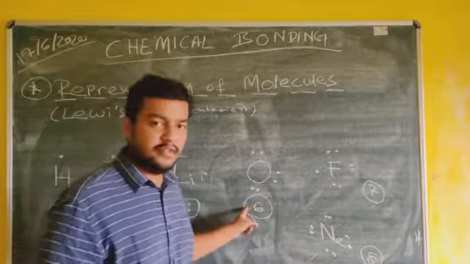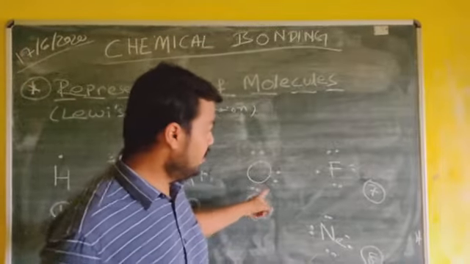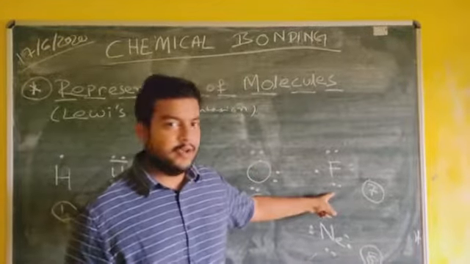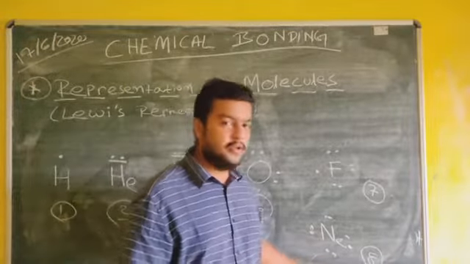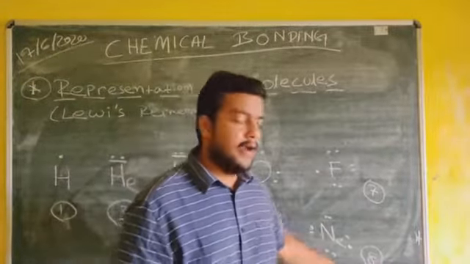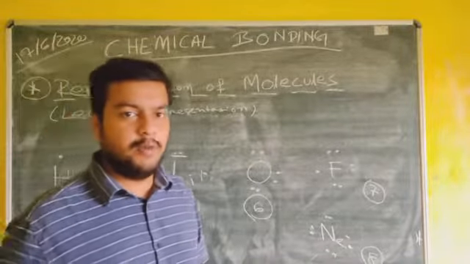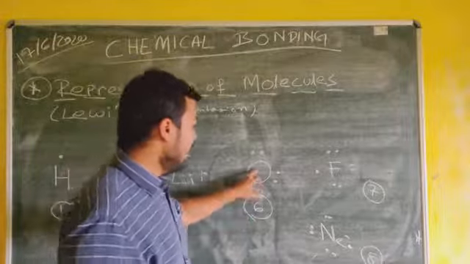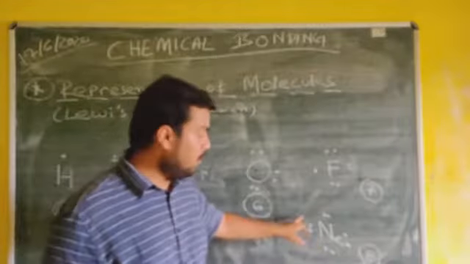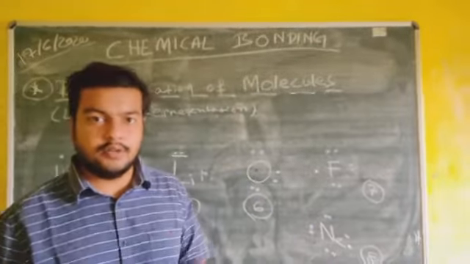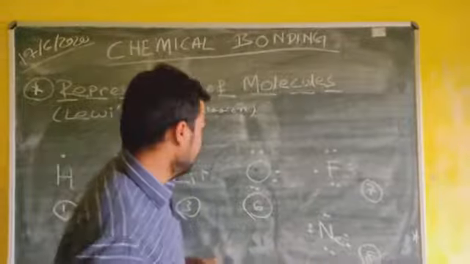For oxygen there are 6 valence electrons, so we can have 3 pairs of electron written like that. For fluorine there are 7, so there is only one unpaired electron present here. For neon it is 8. So if the atom or molecule completes its octet, then it is in the most stable form. So every atom tends to gain this octet state. Means they want 8 electrons in their outer shell or orbit.